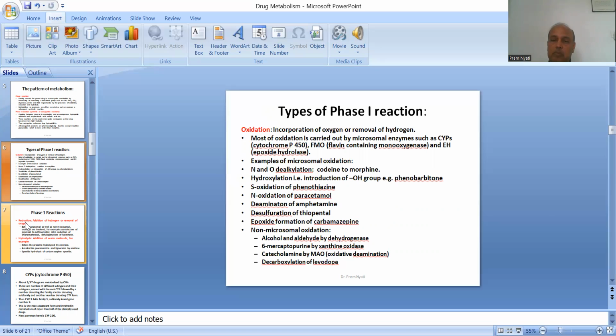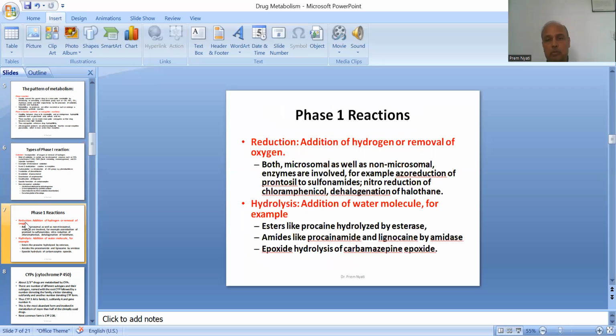Non-microsomal oxidation examples are alcohol and aldehyde by dehydrogenase, 6-mercaptopurine by xanthine oxidase, catecholamine by monoamine oxidase, and decarboxylation of levodopa to dopamine. So they are the examples of the oxidation process, microsomal as well as non-microsomal.